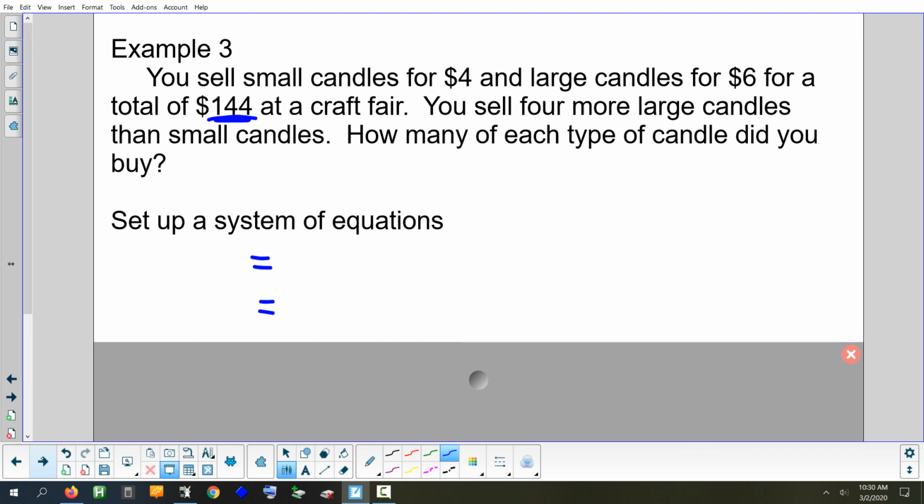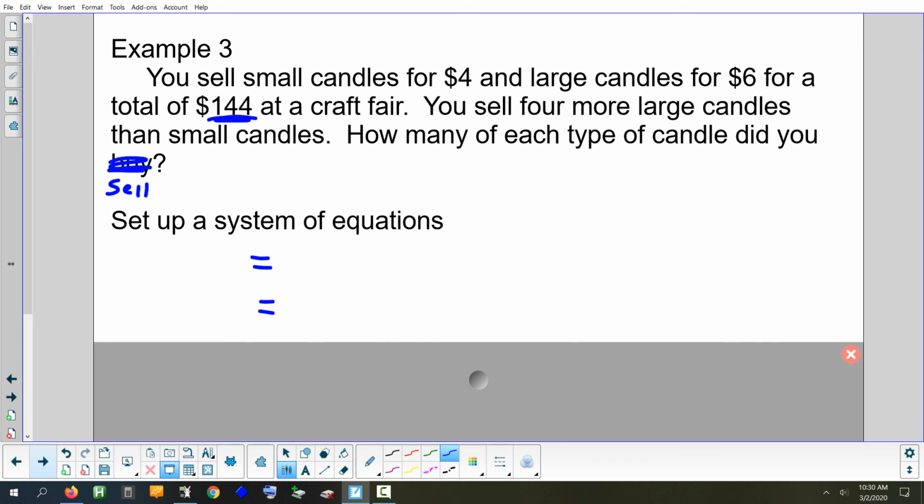It says that you sell 4 more large candles than small candles. So when you add up how many you sold, you sold 4 more large than small at the end of the day. How many of each type of candle did you, that should say, sell? You're not buying them, you're selling them to other people.